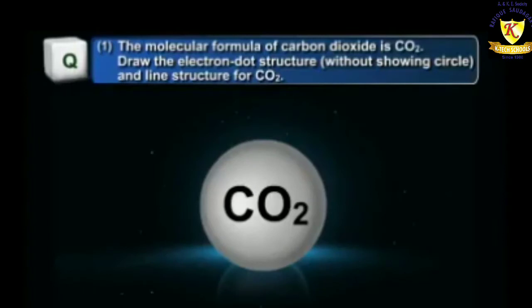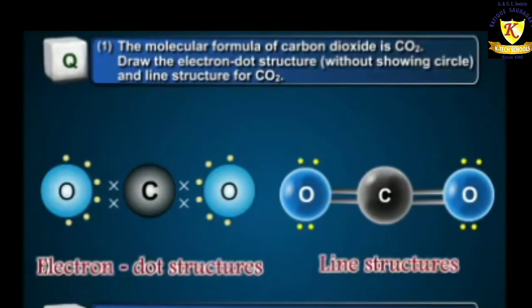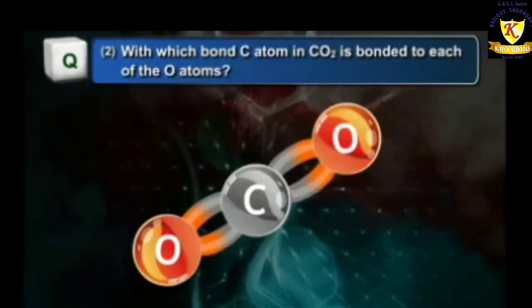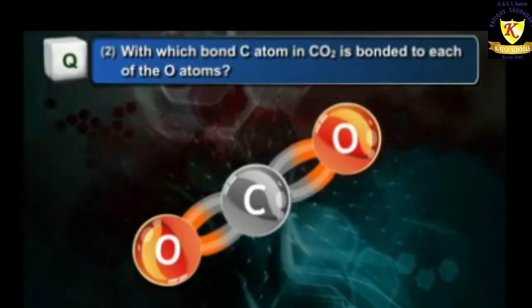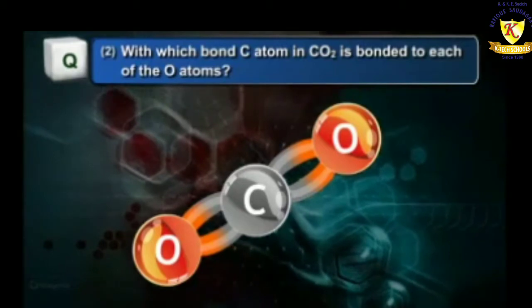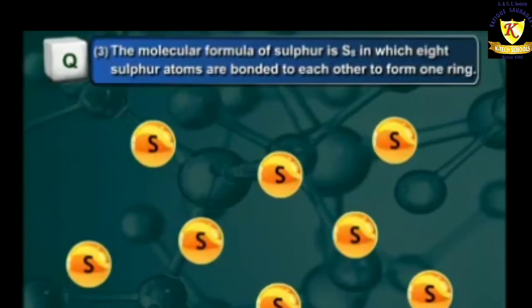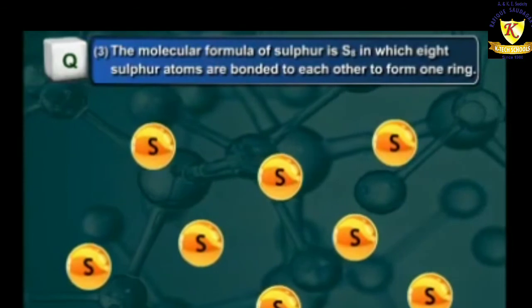Use your brain power. The molecular formula of carbon dioxide is CO2. Draw the electron dot structure without showing circles and the line structure for CO2. So children, this is the electron dot structure and line structure for CO2. With which bond is the carbon atom in CO2 bonded to each of the oxygen atoms? The carbon atom in CO2 is bonded to each of the oxygen atoms by covalent bonds.